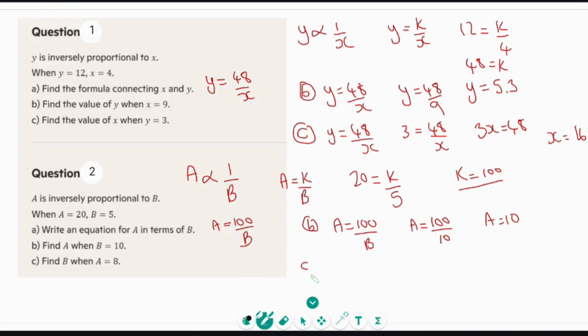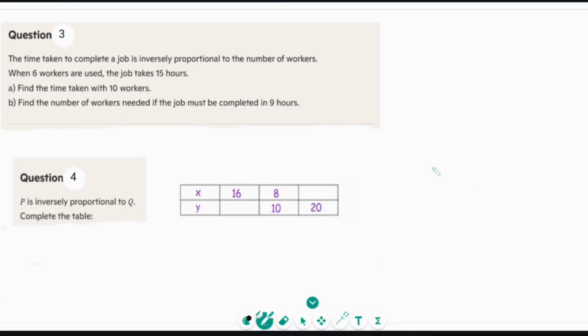And find B when A is 8. So we have A is equal to 100 over B. A is 8. So let's times both sides by B first. 8B is 100. Divide both sides by 8. Gives us B is 12.5.